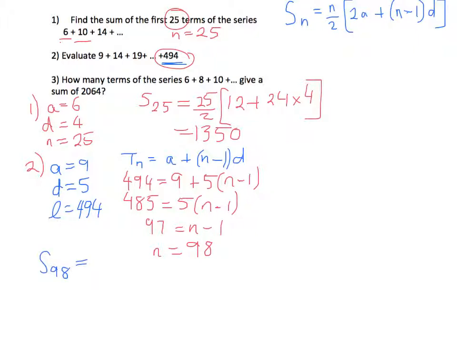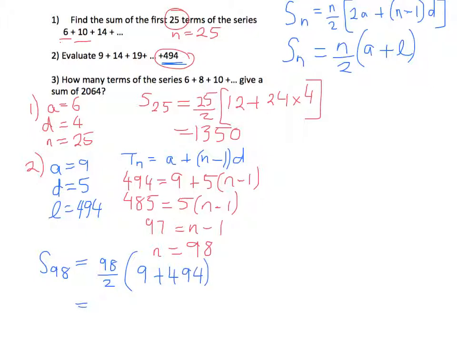Okay, and we can use which formula? Well, we've got the last term there, so we can use the other formula. The sum of n terms is equal to n on 2 times A plus L. So we'll use that formula there. Sum of 98 is going to be 98 on 2 times A, which is 9, plus the last term, which is 494. The sum of 98 terms there ends up being 24,647.